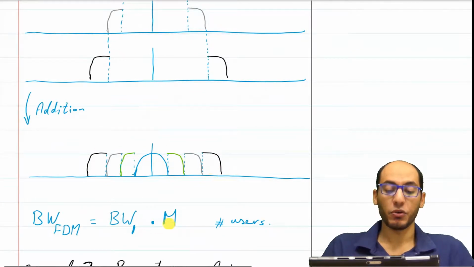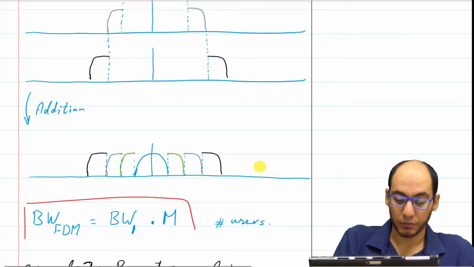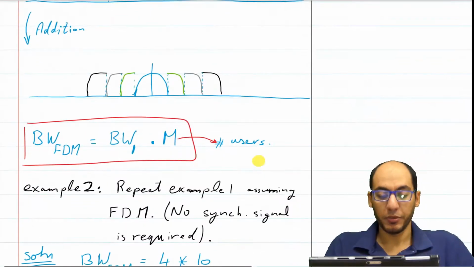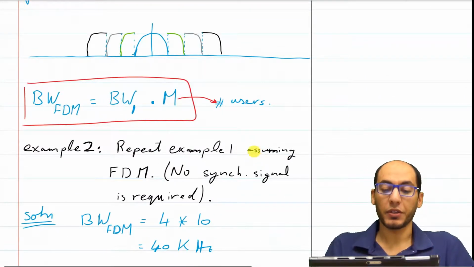Okay? The bandwidth that is going to be consumed by the ultimate signal is going to be the bandwidth multiplied by the number of users. Okay? So here, this is the number of users.